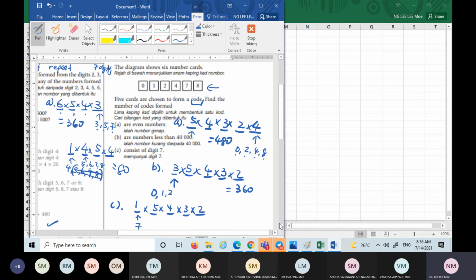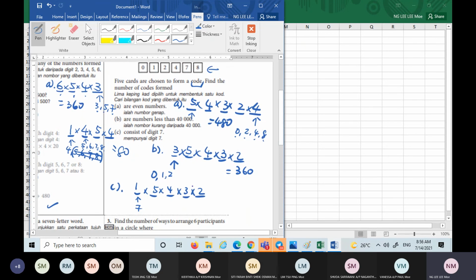After that, you have to remember, this one I cannot ask you questions, I will do. This is provided the 7 is at the first digit. But they didn't say the 7 must be at the first digit. It means the 7 can be at the second, third, fourth, or last digit. So when the 7 is at the second, third, fourth, or fifth digit, that is another 5 ways. So times 5. So the answer is 600.